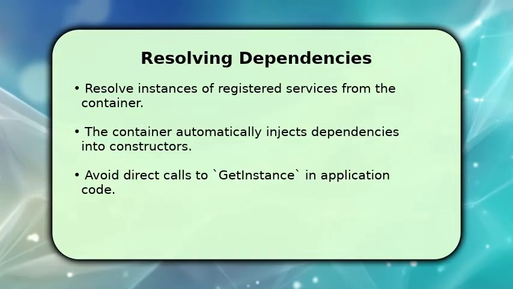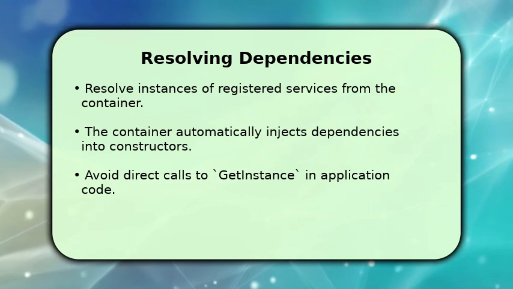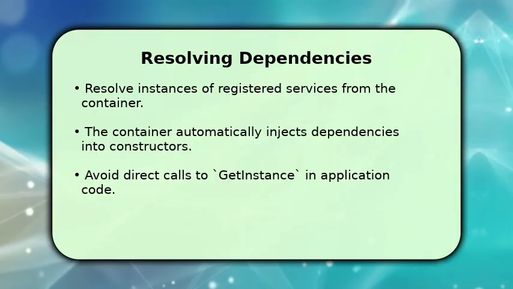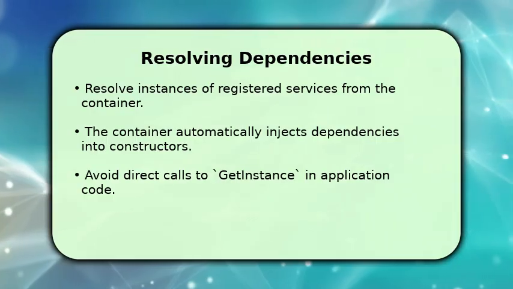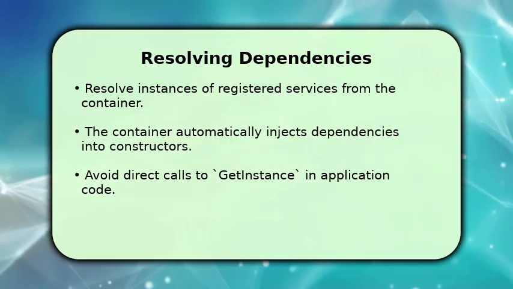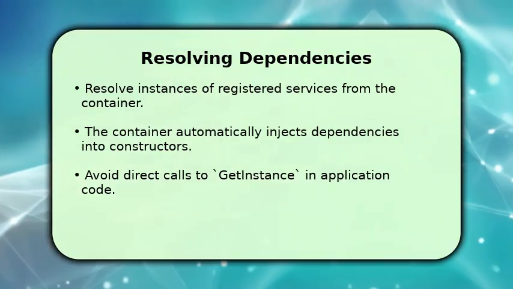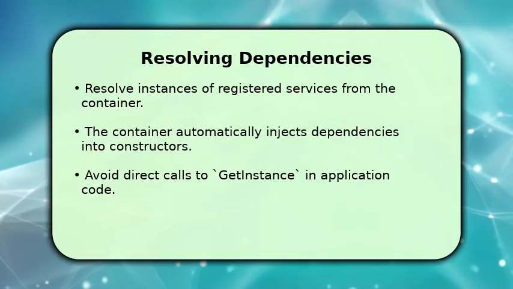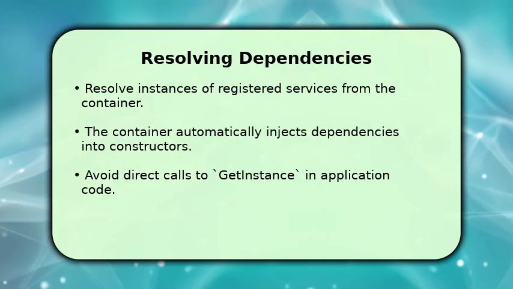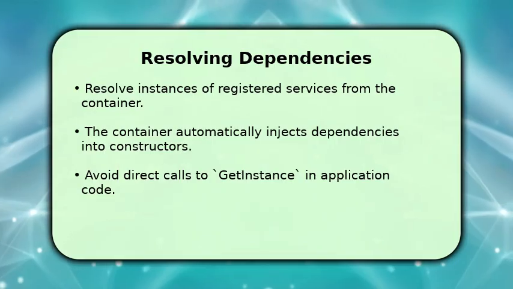Once services are registered, you can resolve them from the container. Simple Injector excels at automatically injecting dependencies into your constructors, ensuring that all required components are provided when an object is created. It's best practice to let the framework handle resolution at the application's composition root, rather than calling getInstance directly throughout your code. This approach maintains a clean separation of concerns and promotes a more maintainable codebase.